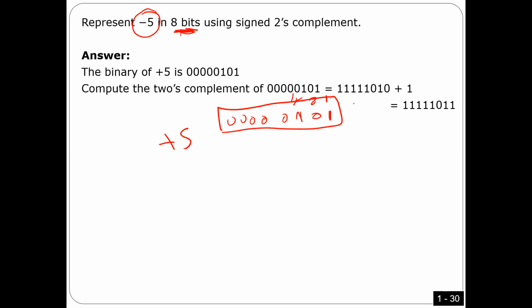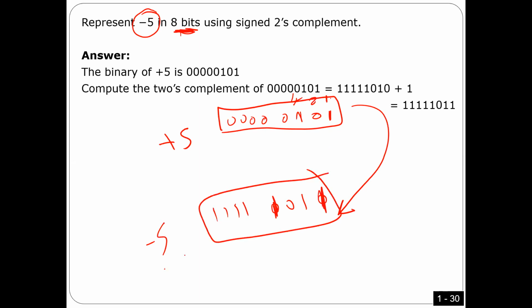Now, if I calculate the 2's complement of this one, I'm going to get negative 5. So let's do it. It's going to be 0, 1, 0, 1, and then 1, 1, 1, 1, and then add 1. So this number is actually negative 5.